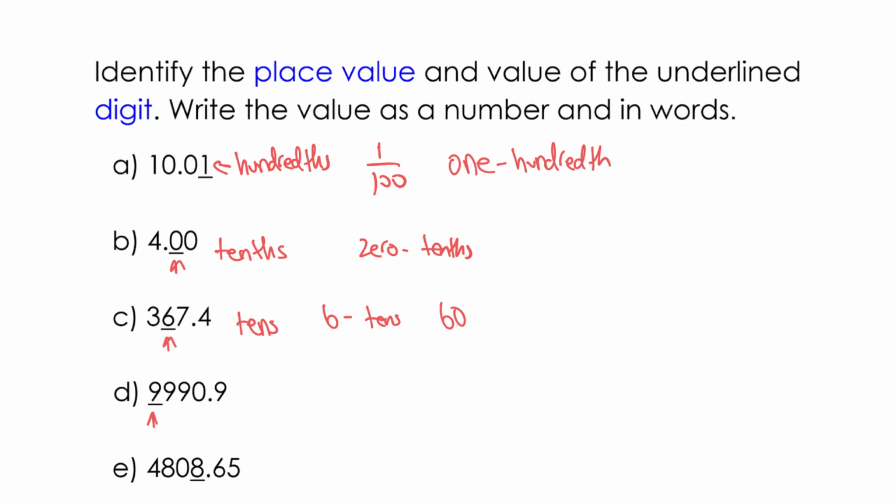This one right here, this is thousands. We have 9 thousands. And the value is 9,000. Okay. And last but not least, we have 8 here in the ones column. So we would technically say 8 ones, or you can just say 8.